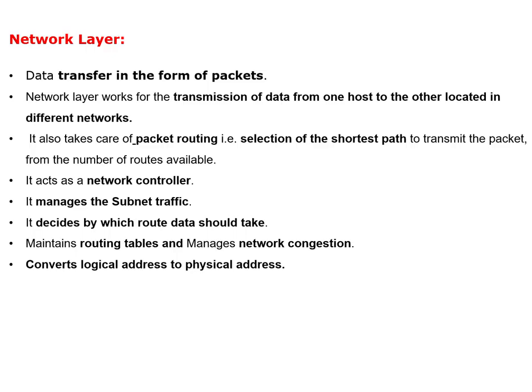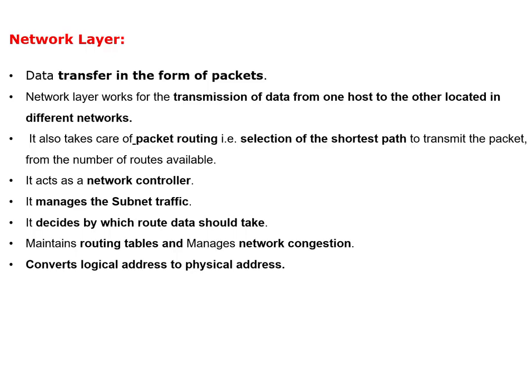So coming to the next layer, the network layer. This is the third layer in the OSI reference model. In the physical layer, we transmit the data in the form of bits. In the next layer, the data link layer, we transmit the data in the form of frames. Next, in the network layer, we transmit the data in the form of packets. A packet is a collection of frames. In simple terms, a packet is nothing but a small amount of data.